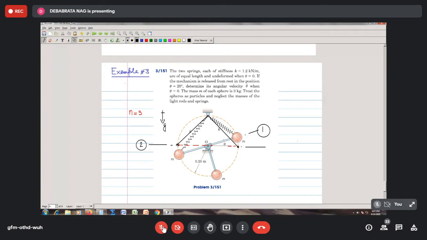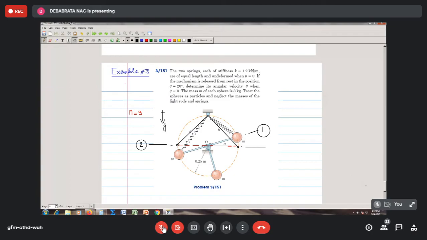Because if there is no vertical plane action due to gravity, then of course the entire thing would be in the horizontal plane, and in that case friction would have come into the picture. So that is why it is assumed that the entire assembly is in the vertical plane. Still, I think it should have been mentioned, or you need to guess from this analysis. So we need to calculate the angular velocity theta dot when theta will be equal to 0. Treat these spheres as particles and neglect the mass of the light rods and the springs.